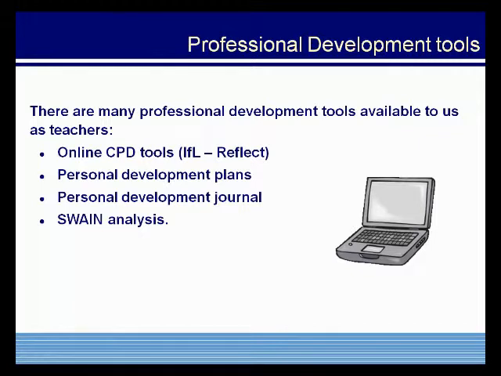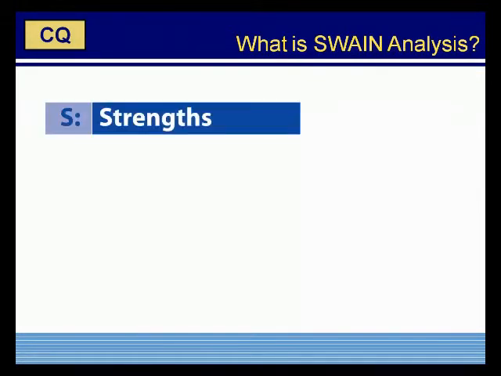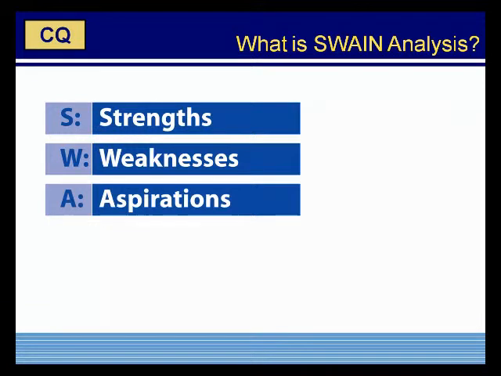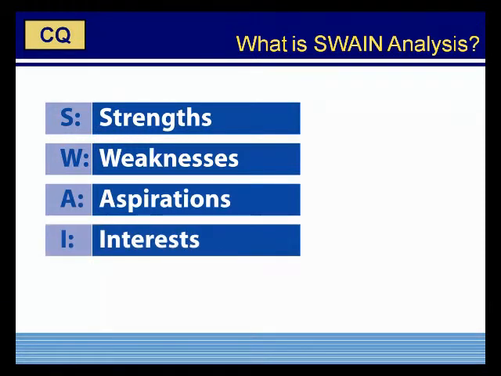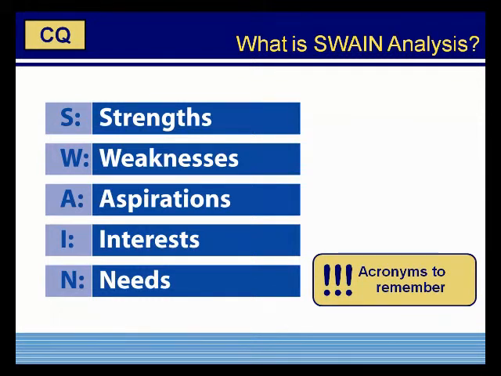There are many professional development tools available to us as teachers. We can have online CPD tools, where IFL offer a reflect system, personal development plans, personal development journal, and a SWAIN analysis. What is a SWAIN analysis? Well, S stands for strengths, weaknesses is W, A is aspirations, I is interests, and lastly N is needs. Again, yet another acronym to remember, SWAIN.